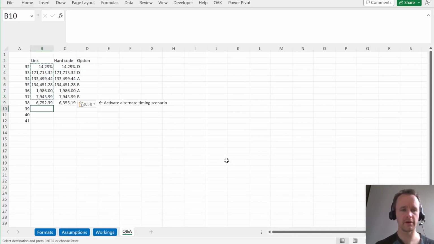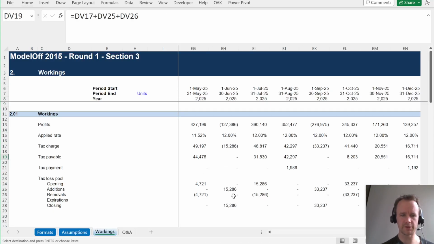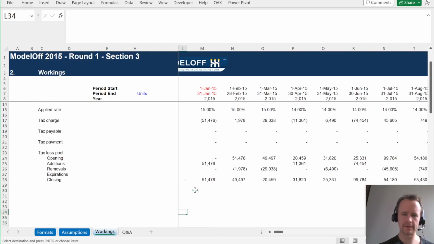Okay, so now 39, 40, 41, we need to deal with expirations. So what's the logic here? The logic is that we want to consider, of what we accumulated more than 2 years ago, what has not been used up either through a removal or through a prior expiration. So what are we going to do for that?